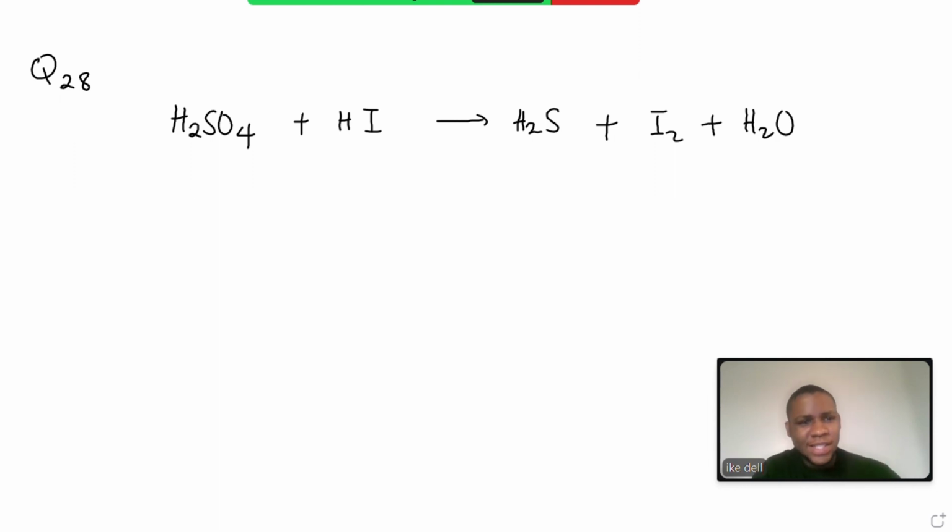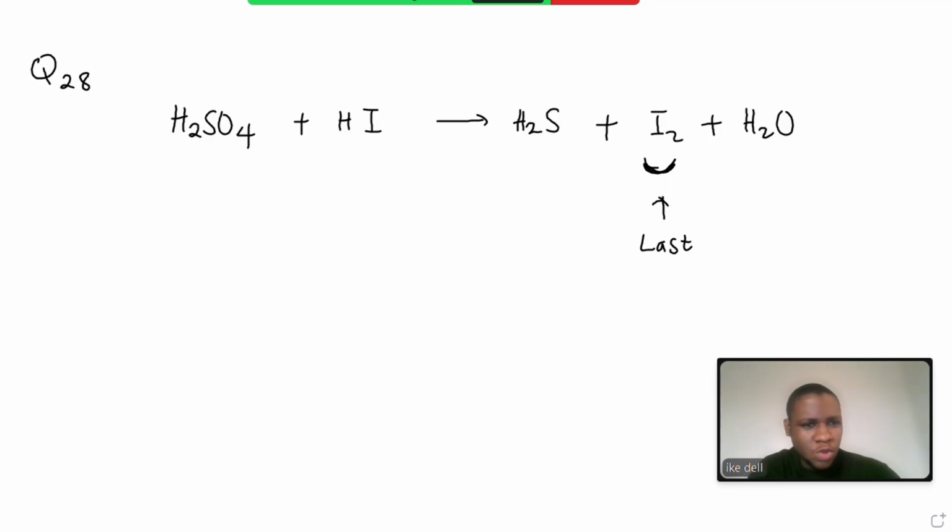Right, so you want to balance this particular equation. You have H2SO4 plus HI to give H2S plus I2 plus H2O. Remember, in this case, you're having I2 standing on its own. So that's what you want to balance last. Okay? Remember, that's our style. We'll do that one last.